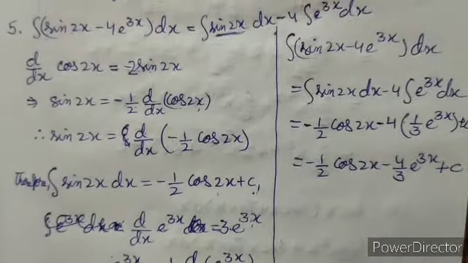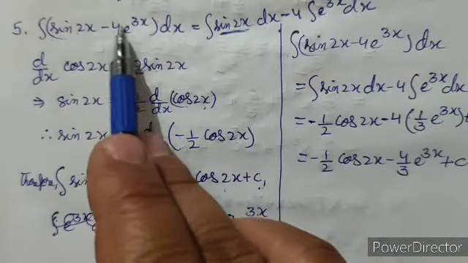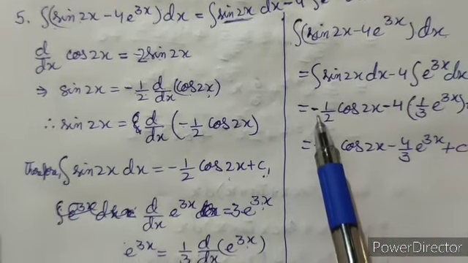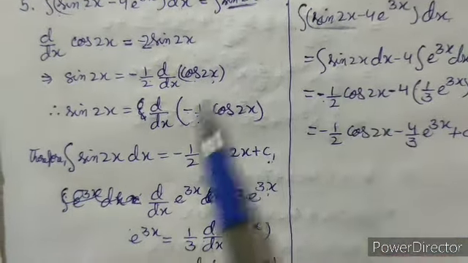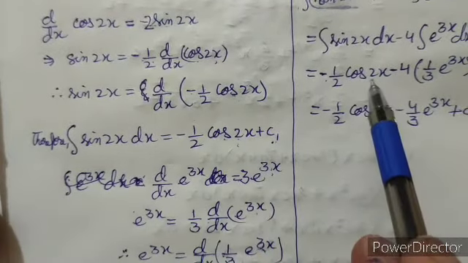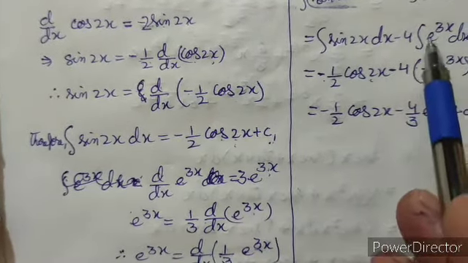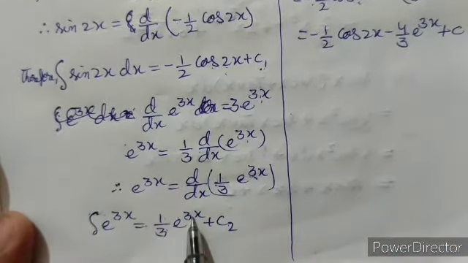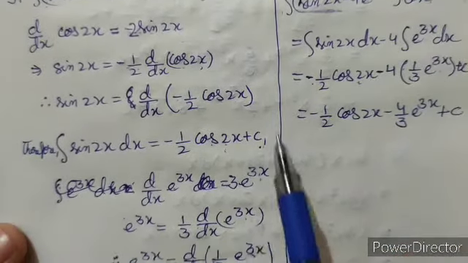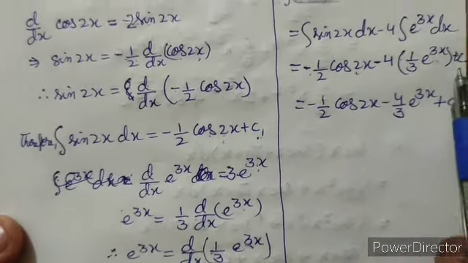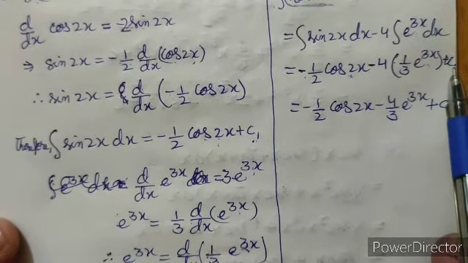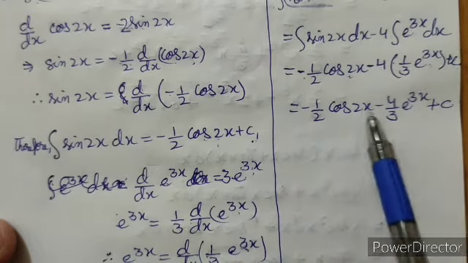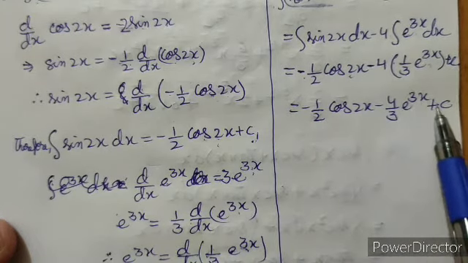That means the integral of sin 2x minus 4e^(3x) dx will be equal to, now the integral of sin 2x was minus 1/2 cos 2x, and the integral of 4 times e^(3x) will be 4 times 1/3 e^(3x), and c1 plus 4c2 can be written as c. That means our answer will be minus 1/2 cos 2x minus 4/3 e^(3x) plus c.